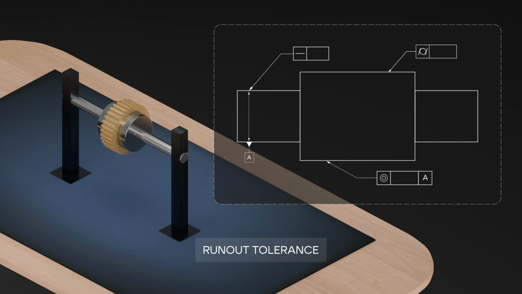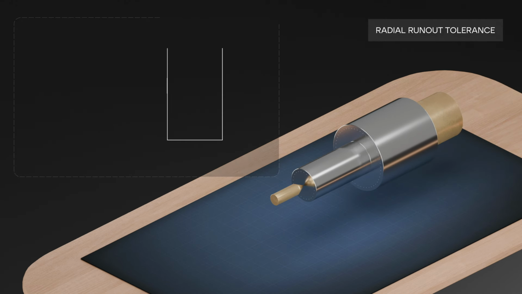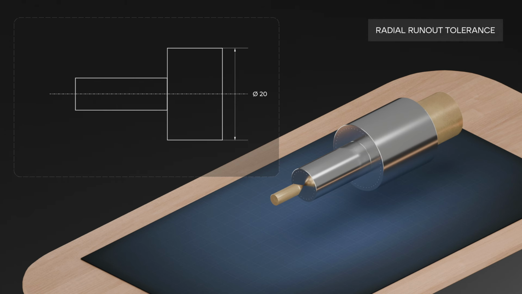Let's look at how the measurement of a runout tolerance is done. This part here has 2 cylindrical sections. The first one has a diameter of 20 and we call its center line datum A. And then we point at the surface of this other cylinder with a runout tolerance, which looks like an arrow, with a value of 0.1 with reference to datum A.